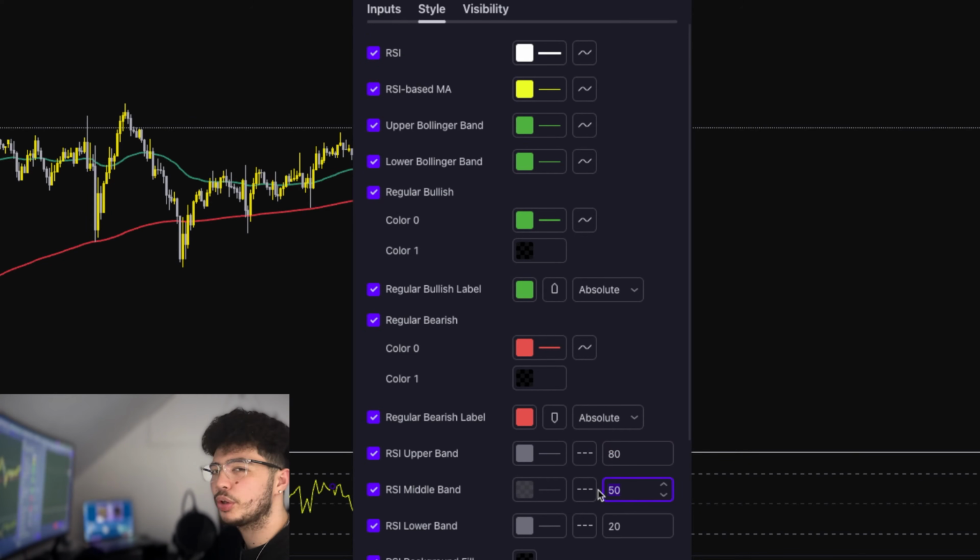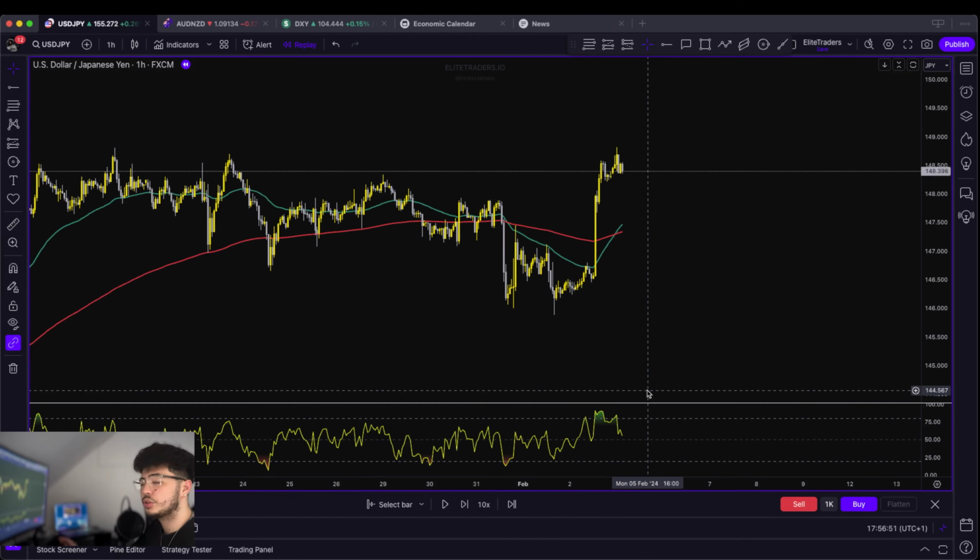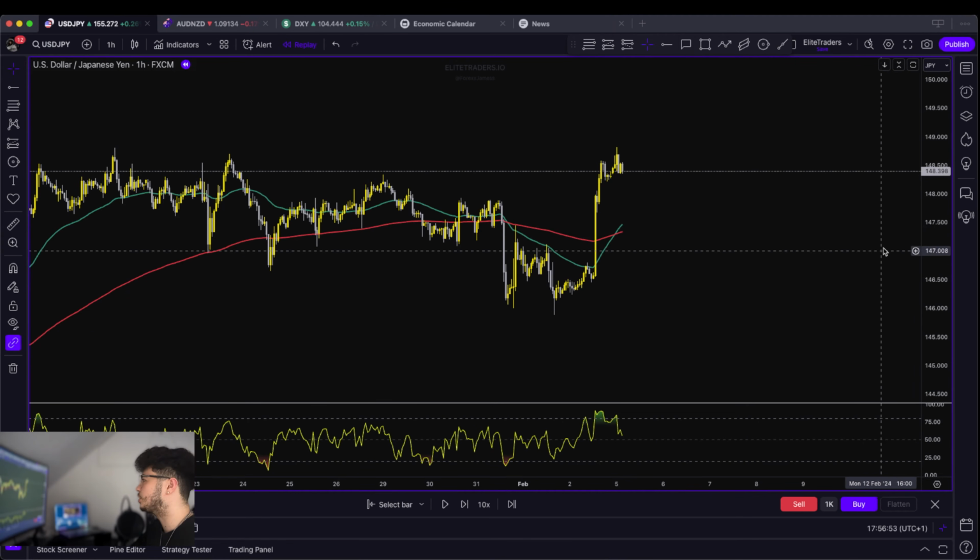The middle band is more a point of reference. We don't use this too much. We don't really base any trades off the middle band. The lower band is 20 because again, we want the most extreme pullbacks. So once you've got those sorted, you're good to go. That's all you really need.